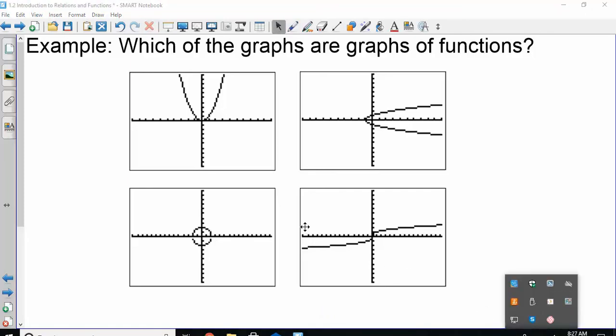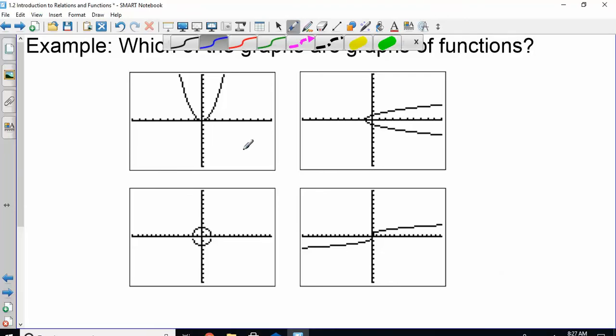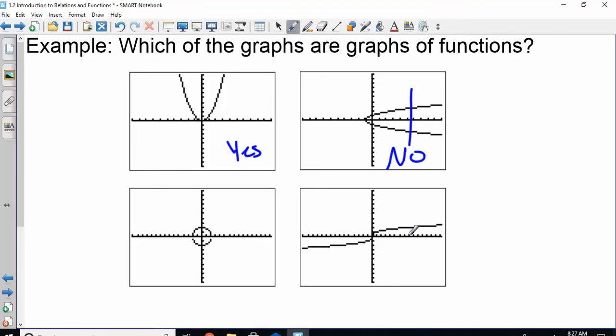Okay, is the first one a function? Yes. Second one? No. You can draw a vertical line that hits it more than once. Third one? Nope. You can draw a vertical line that hits it more than once. This one, it does look like it's kind of turning into a vertical line, but it's not. It's just flattened out for a second. So is that one a function?